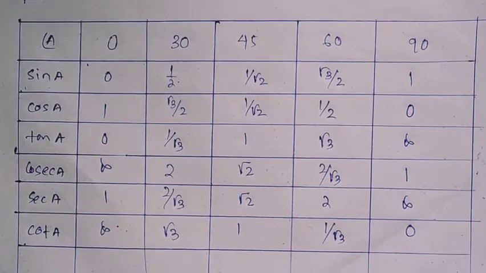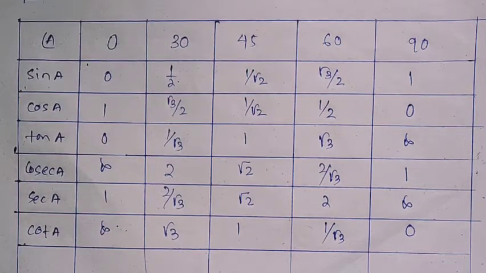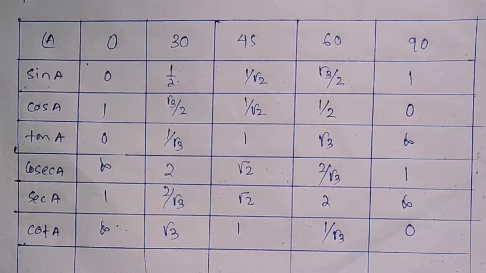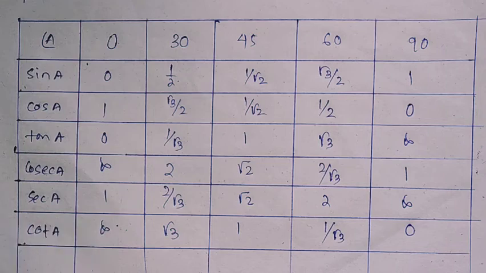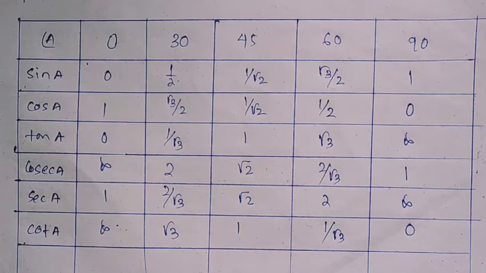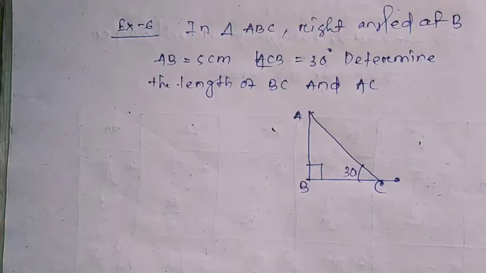So here is the table of values where sine 0 is equal to 0. You can pause the video and write down these values in your note. So we will proceed and solve some examples. Okay, let us do example number 6.